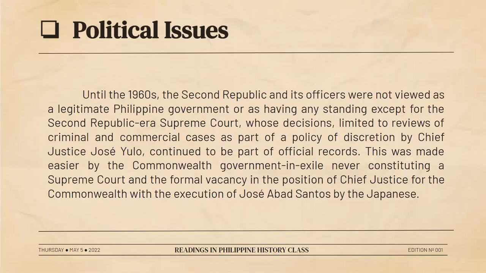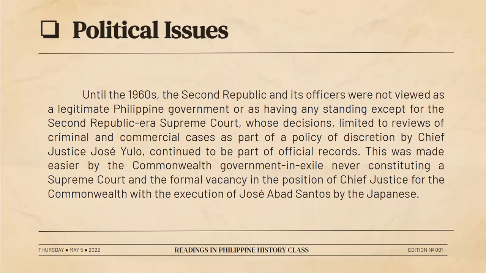Until the 1960s, the Second Republic and its officers were not viewed as a legitimate Philippine government or as having any standing, except for the Second Republic era Supreme Court, whose decisions, limited to reviews of criminal and commercial cases as part of a policy of discretion by Chief Justice Jose Yulo, continued to be part of official records.